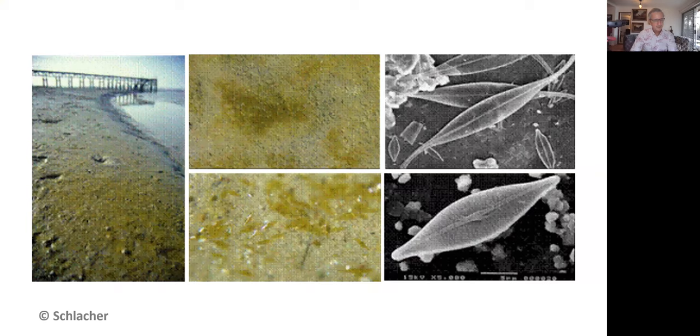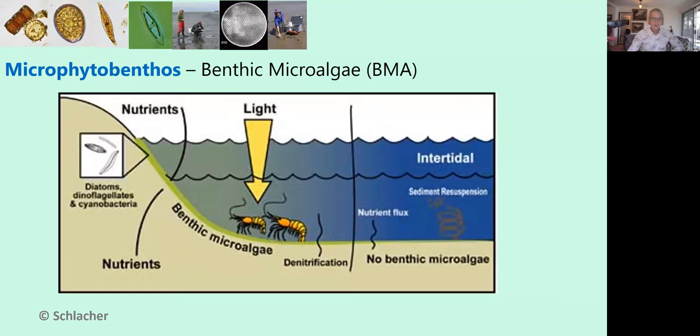Now, if you look in the estuarine mud, quite often, the tide is in, so I can't actually show you, otherwise I would have gone out with the camera, it sometimes gets a bit of a green sheen. If you look at the green sheen more closely, it's actually a layer of very small algae, and we call them benthic microalgae.